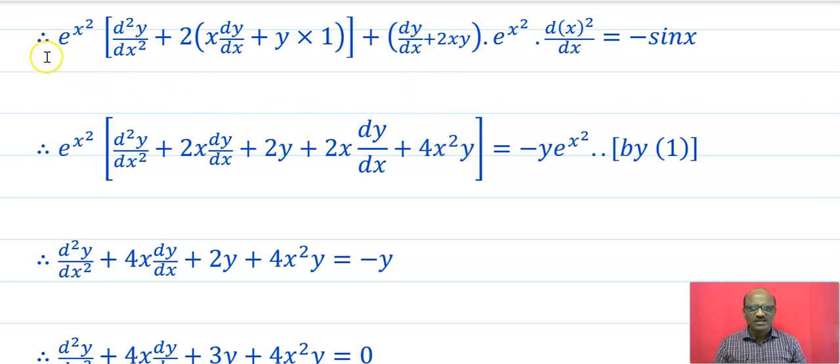Again see this here. From this term and this term you are taking e raised to x square common. This term will be as it is here, no problem. That is d2y by dx square plus 2x dy by dx plus 2y, plus. Now here the derivative of x square is 2x into dy by dx, and 2x into 2xy, which is 4x square y. Okay. Now the next is minus sin x, and therefore we have the value from the first equation.